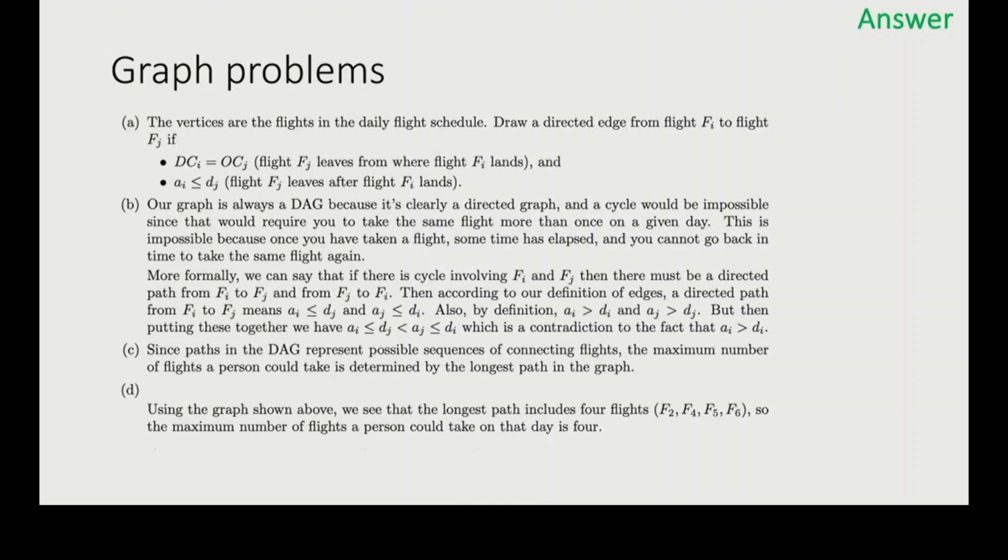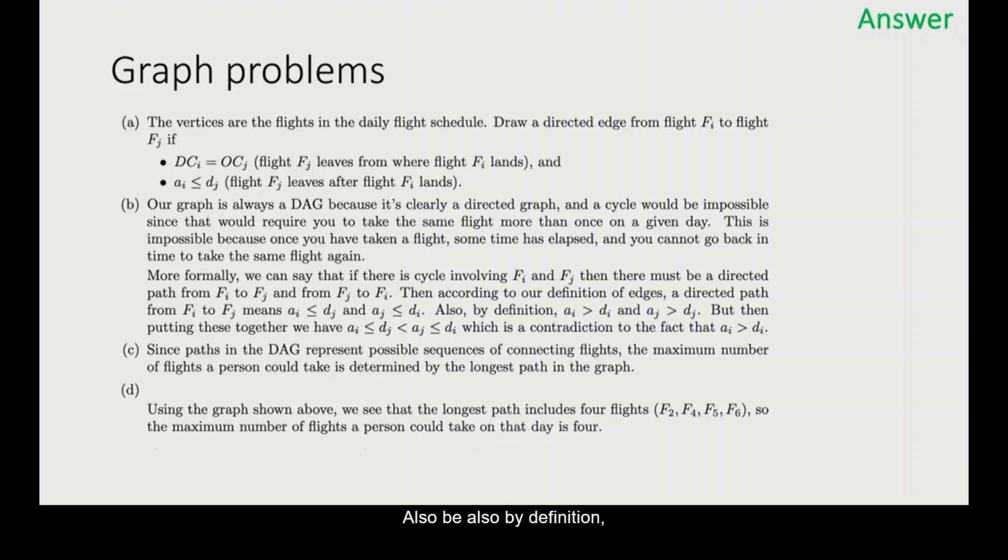And so more formally, we can give a more mathematical, or logical, explanation. If there is a cycle involving Fi and Fj, then there must be a directed path from Fi to Fj and from Fj again to Fi. So according to our definition of edges, a directed path from Fi to Fj means Ai less than or equal to Dj and Aj less than or equal to Di.